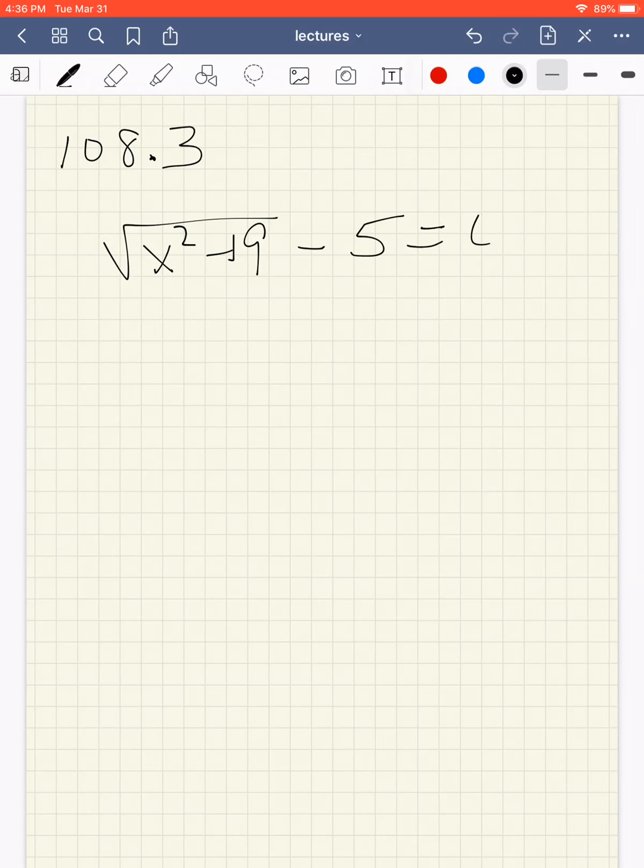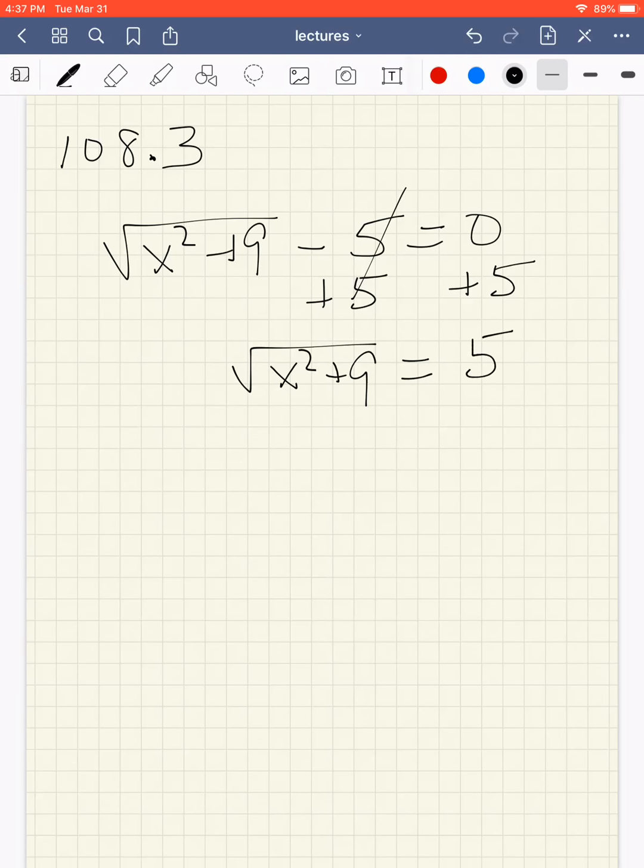Next, at the bottom of page 455, 108.3 says the square root of x squared plus 9 minus 5 is equal to 0. All right, so what do we need to get rid of? Get rid of the negative 5 by adding it to both sides. So the square root of x squared plus 9 is equal to 5.